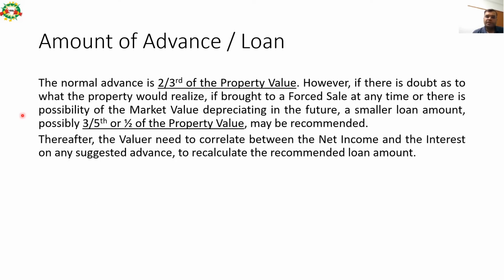Next is how much loan amount can be sanctioned against the property. A 1 mark numerical question can come, or theory can also come out of this slide. The normal advance is 2/3 of the property value.